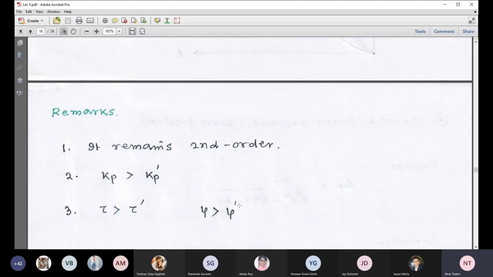Can you find the offset now for the second order process and for this servo case only? Let me know the offset. What is the offset for this process?